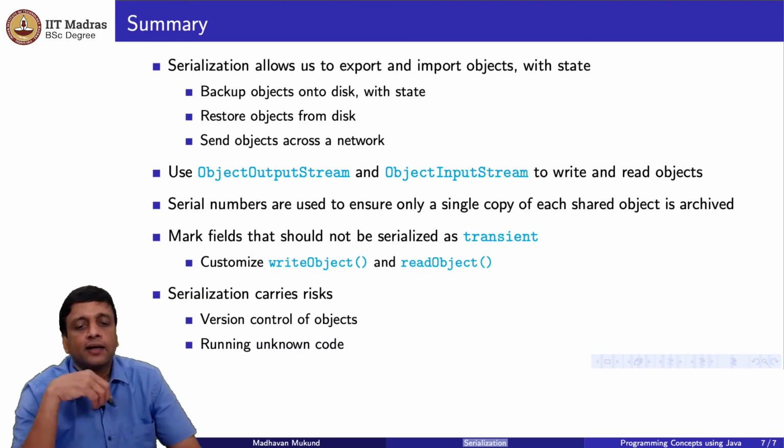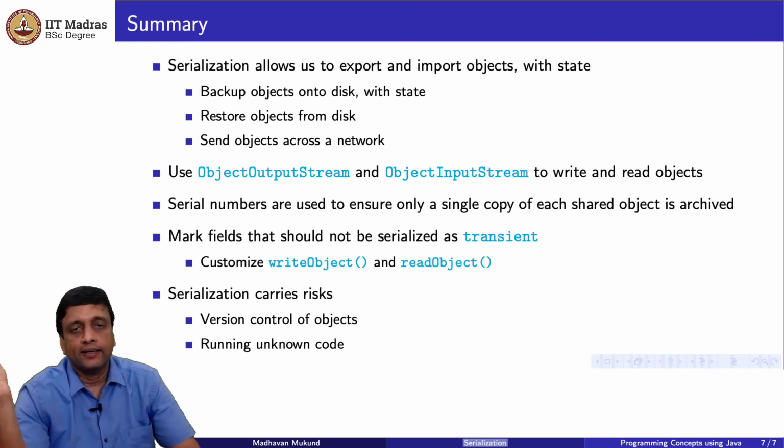So to summarize, with serialization, we can export and import objects directly with their state. So it's not just binary data at a low level of ints and floats and doubles, but the entire object can be sent out and restored. And this is useful for backing up and restoring. It's also useful for sharing data across a network if we have a distributed application. So we use this ObjectOutputStream and ObjectInputStream as wrappers around our file stream in order to write and read objects. So internally, this problem of duplicating shared objects is resolved by using serial numbers, and this serial number is the reason why this is called serialization.